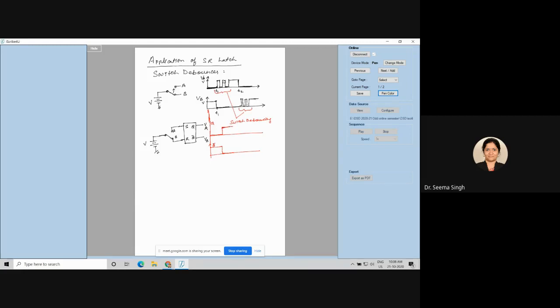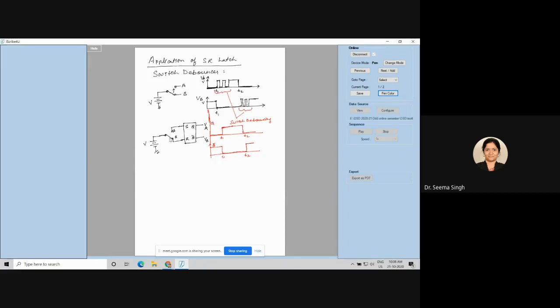Are you able to understand? When it is set, also Q is 1. When it is memory, also Q is 1. So there is no disturbance as such. The same when it changes at T2 time, again, when it changes from VA to VB and the bouncing starts at this side, when it goes from A to B, it goes to reset state. Reset state means at time T equal to T2, Q bar becomes 1 because it has gone back to reset state.